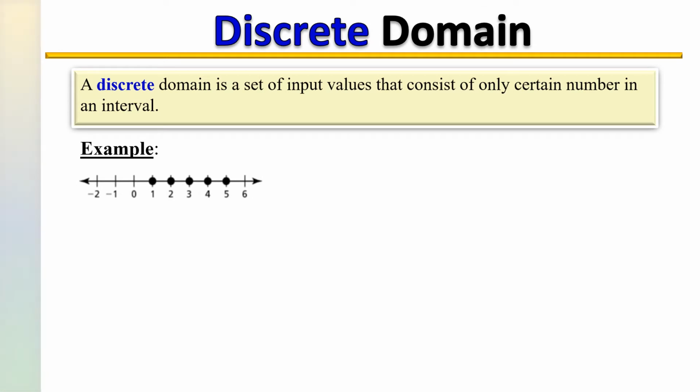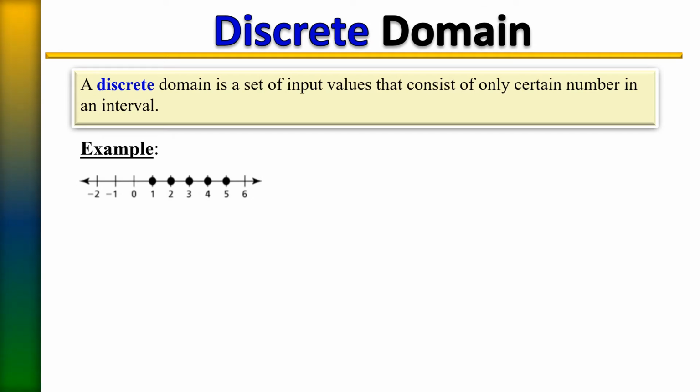This next example is a discrete domain. A discrete domain is a set of input values that consist of only certain numbers in an interval. So here again we have a graph, and if we were to try to draw this interval between 1 and 5, to sketch this, we would have to lift up our pencil from 1 to go to 2. Again, lift up our pencil to go to 3. It is not continuous over the domain.